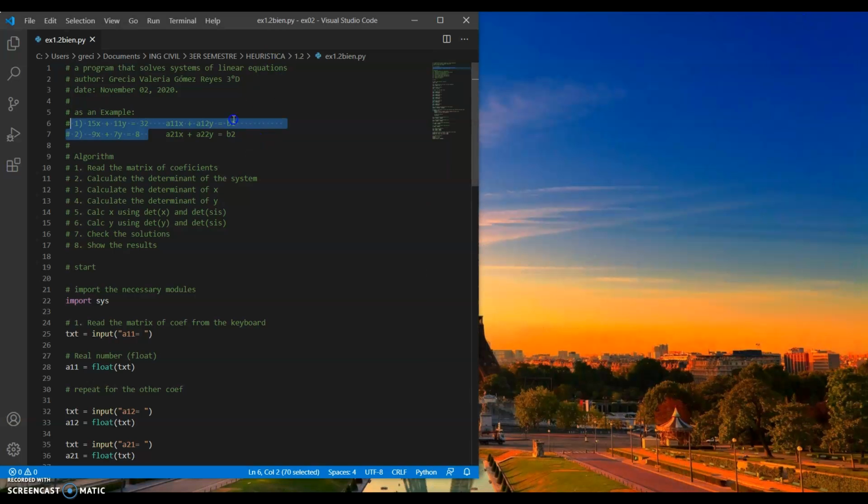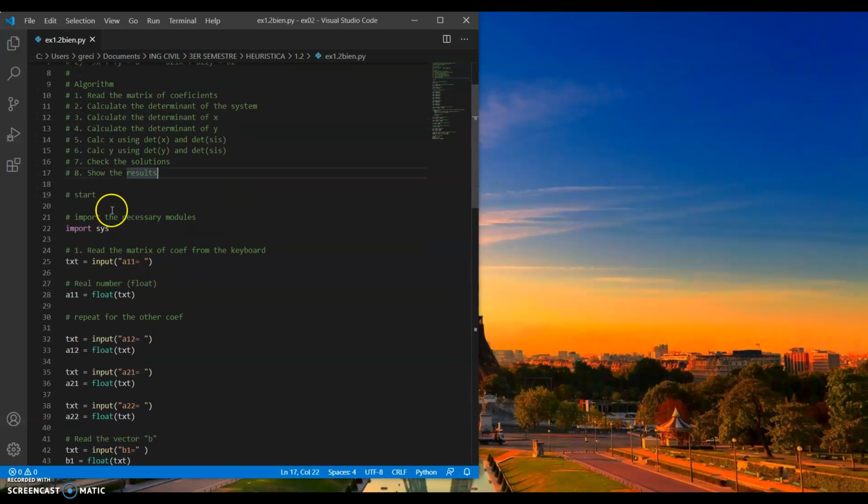So I will show you my program as an example. I have this system: 15x plus 11y equals 32, minus 9x plus 7y equals 8. Here I have my algorithm. First, we read the matrix of coefficients. Second, we calculate the determinant of the system. Then we calculate the determinants of x and y. Then we calculate x and y using the determinants. Then we check the solutions, and then we show the results.